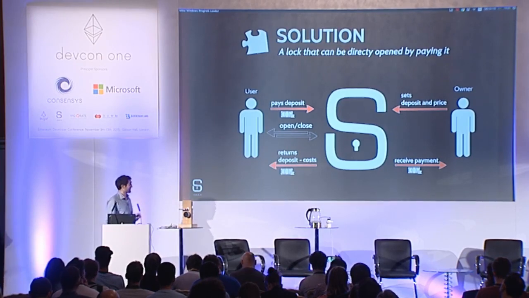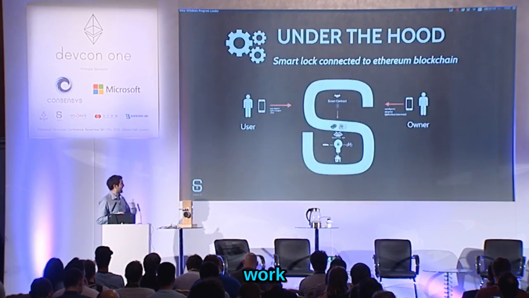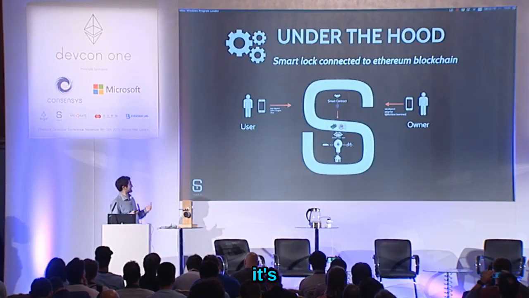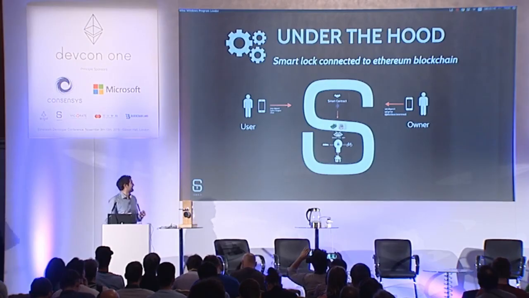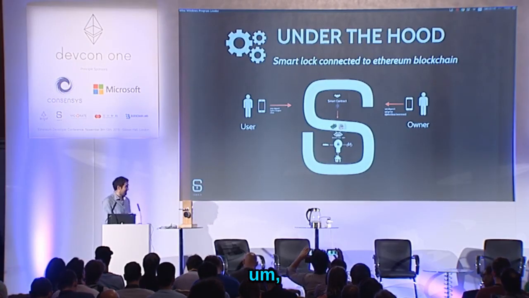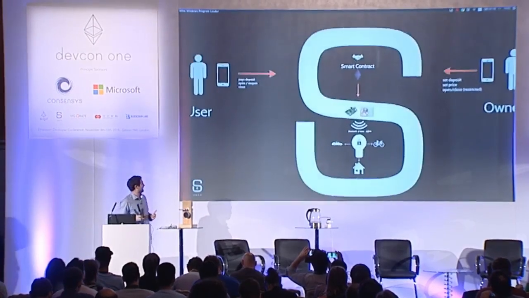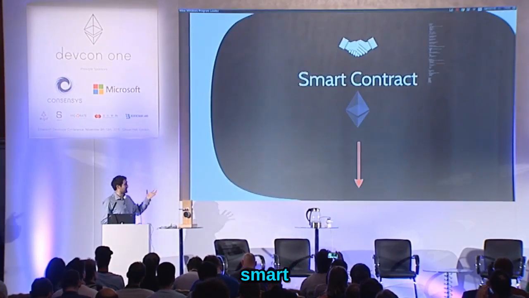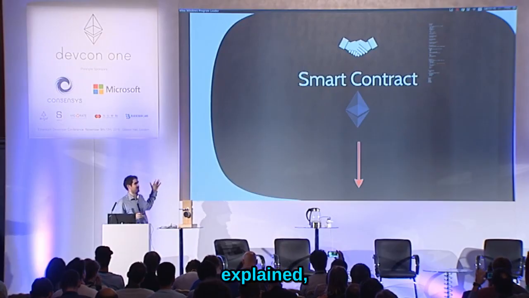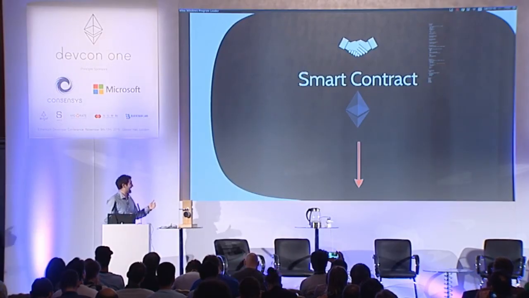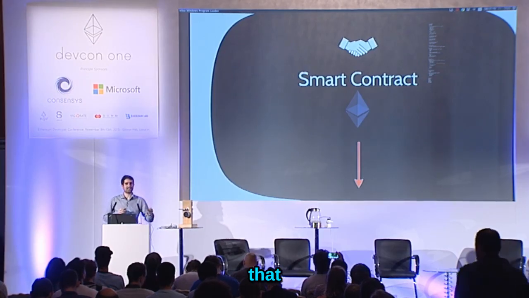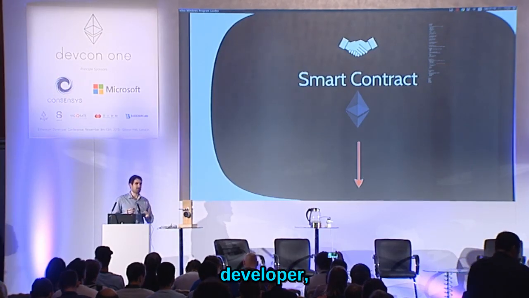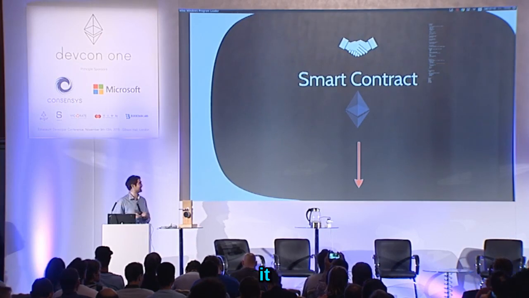Okay? So now how does this work under the hood? Of course, it's a smart lock connected to the Ethereum blockchain. That's why I'm talking here. So what do you have? You have this big slock, and what belongs to a slock? First of all, there's a smart contract, which I just explained, which is running on the Ethereum blockchain. Everyone can read it, of course. The code is open source. It's actually so easy to read that if you're a developer, even not a developer, I think you can understand it and just read it.